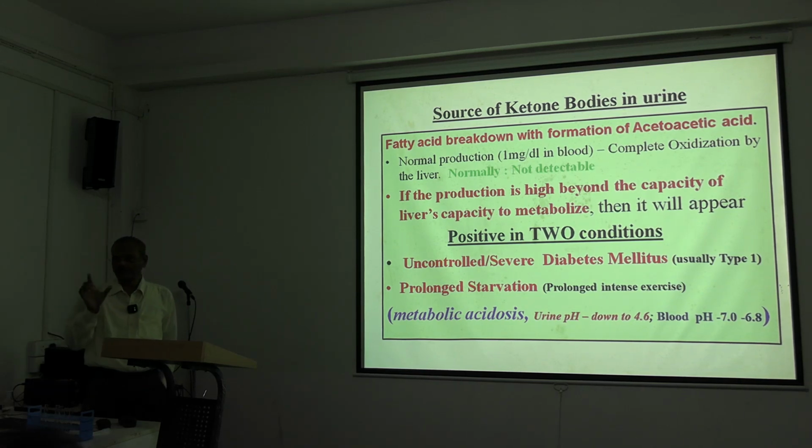There are two main types of diabetes, type 1 and type 2. Type 1 is insulin dependent, meaning they require insulin from the very beginning.